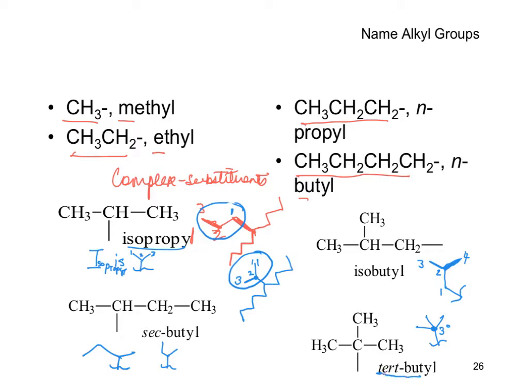And notice that, make a note somewhere that the tert and the sec would not be counted in the nomenclature. So it's the B that you count. Whereas when you have isobutyl or isopropyl, it's the I that will be counted in the alphabetization. Okay?